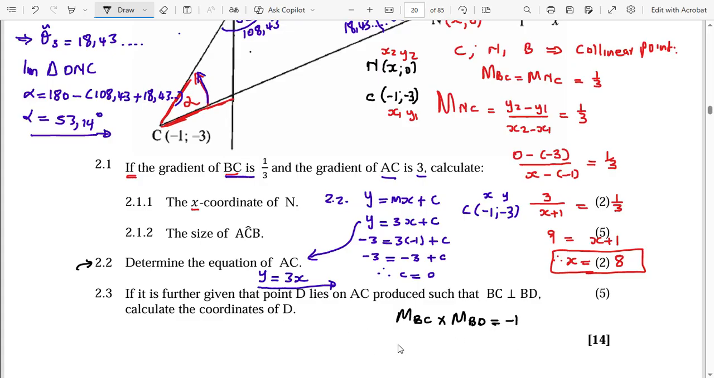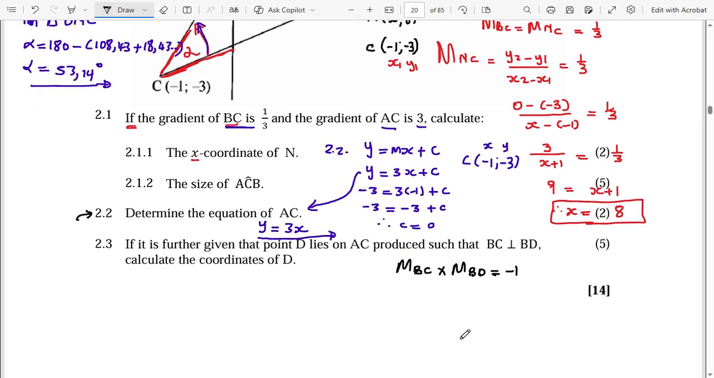Okay, so now this tells me what I'm going to do from this point. I have the gradient of BC, which was given as 1 over 3. So the gradient of BC is 1 over 3. We multiply that by the gradient of BD, we get -1. So in conclusion, the gradient of BD is going to be the negative reciprocal of 1 over 3. So the gradient of BD should just be -3. I hope you understand how we got that one.